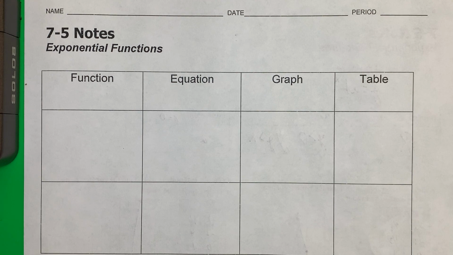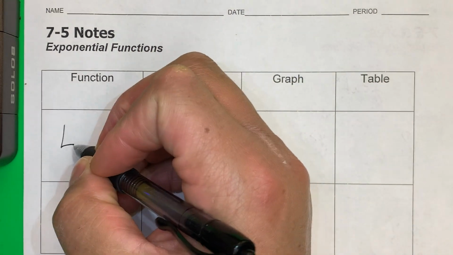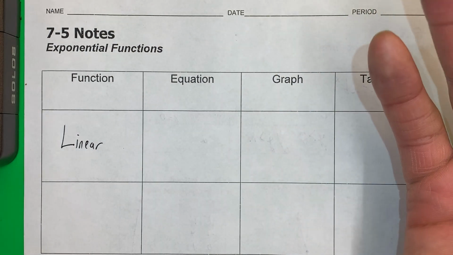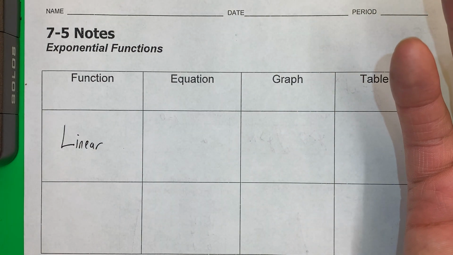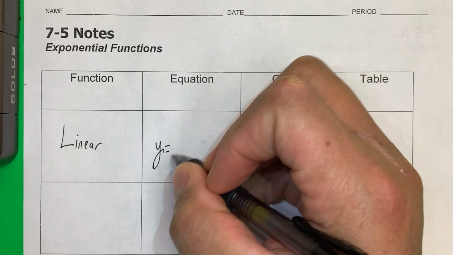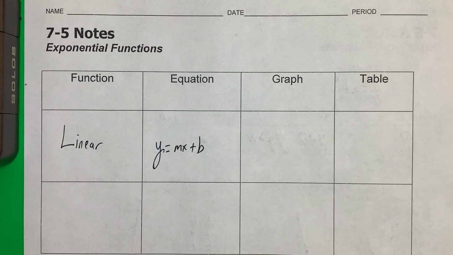And part of how we're going to do this is we're going to compare it to the other type of function that we've studied this year, which is the linear function. So if we think about a linear function, right? Linear goes in this first box. The equation we should all remember for a linear function is the good old-fashioned slope-intercept form. Y equals mx plus b. Never let yourself forget y equals mx plus b.